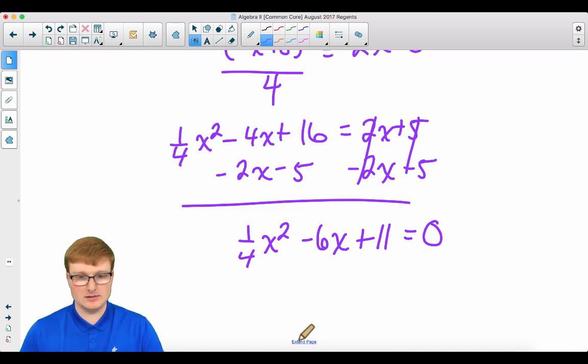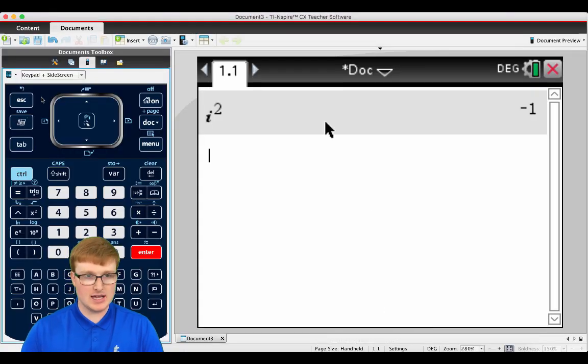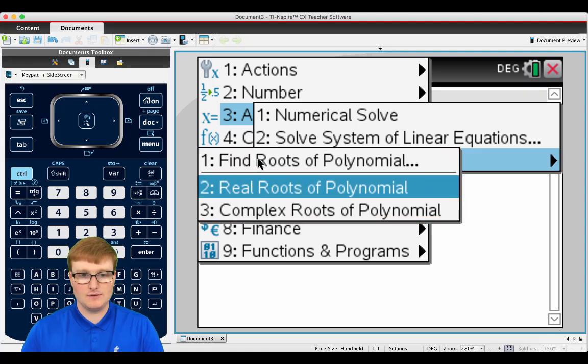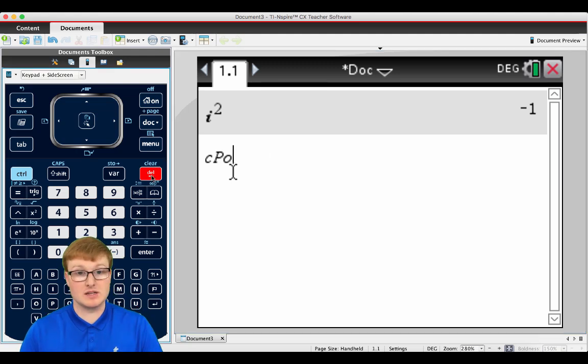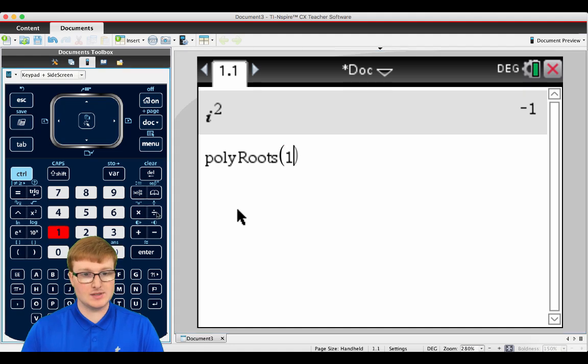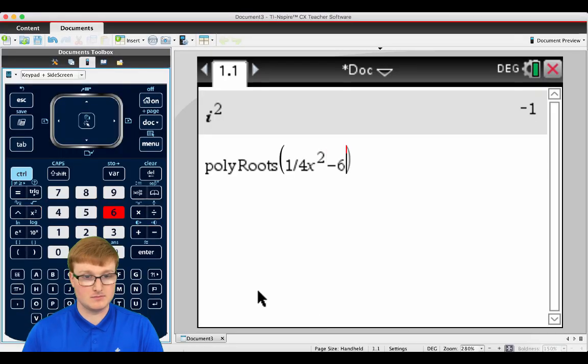Oh boy. Now, this is where it gets a little tricky. We can use the quadratic formula, and honestly, I would so do that, but I'm just getting a little bit lazy. Go to Menu, Algebra, Polynomial Tools, find the roots or the complex roots. No, we want to find real roots because everything's in real roots. So Menu, Algebra, Polynomial Tools, find the real roots. I'm typing in 1/4 x squared minus 6x plus 11, comma x.